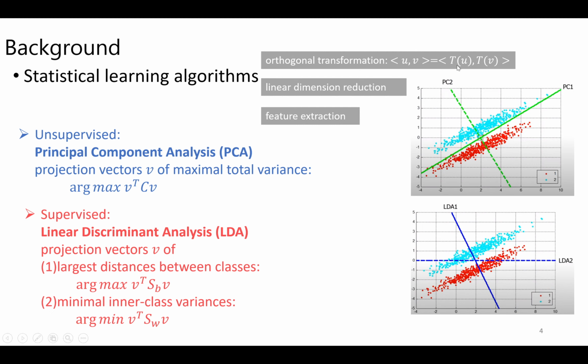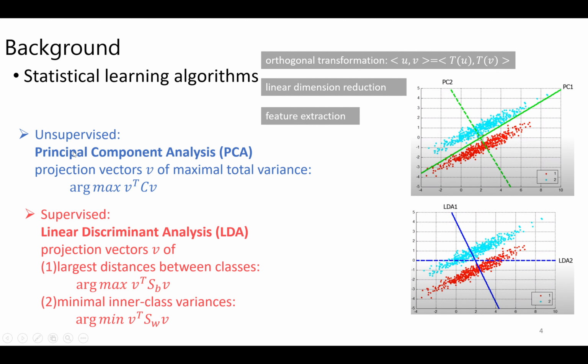Here are two statistical learning algorithms. They are all based on the orthogonal transformation and used for the linear dimensional reduction and feature extraction. About the orthogonal transformation, before and after transformation, the inner products of two vectors are the same.